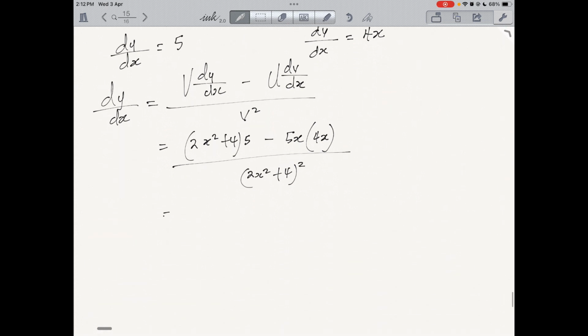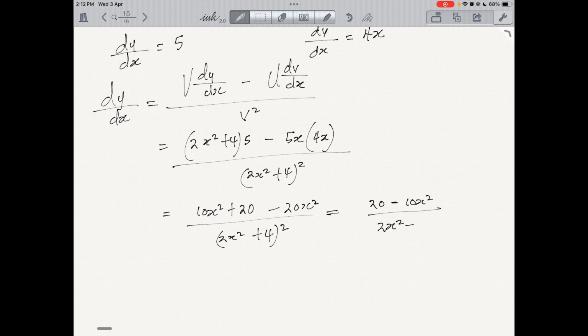Now let's simplify further the numerator. We have 10x squared plus 20 minus 20x squared divided by 2x squared plus 4 all squared. And this, we will have 20 minus 10x squared divided by 2x squared plus 4 all squared.